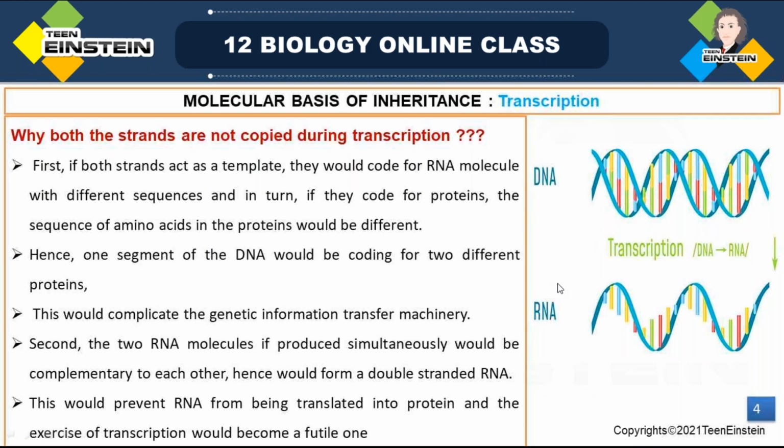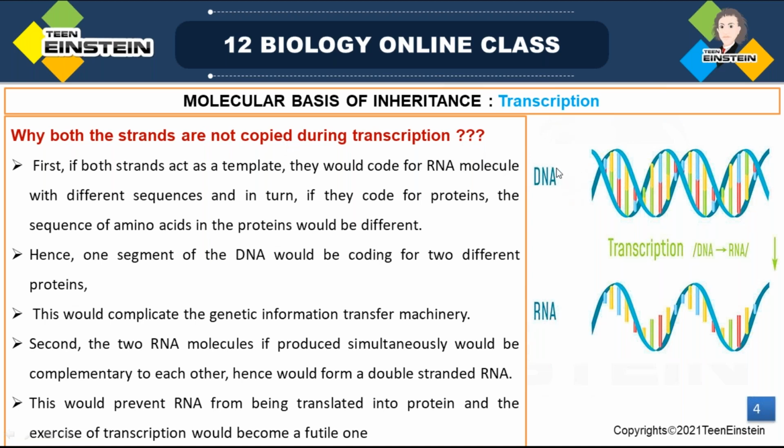Instead of thymine, uracil will form, right? So here in RNA, uracil will be there, and guanine with cytosine. So this RNA strand which is formed is also complementary. So both strands act as a template strand by chance. See, now in this case, I'm clarifying the doubt: why are both strands not copied during transcription?